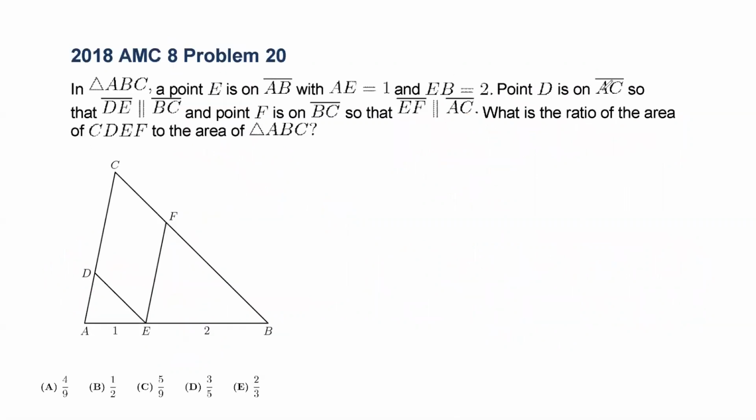Okay, so in triangle ABC, a point E is on AB with AE equal to 1 and EB equal to 2. Point D is on AC so that DE is parallel to BC, and point F is on BC so that EF is parallel to AC. What is the ratio of the area of CDEF to the area of triangle ABC?